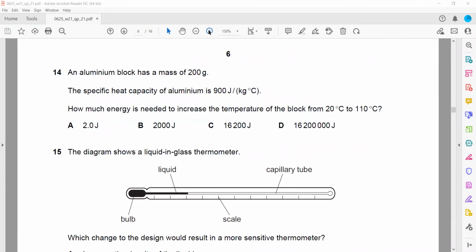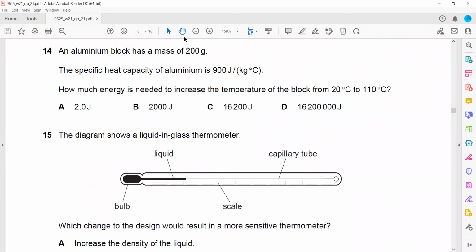Question 14. An aluminum block has a mass of 200 gram. If the specific heat capacity is in joule per kilogram degree centigrade, the mass should be in kilogram. So 200 gram divided by 1000 is 0.2 kilogram. How much energy is needed to increase the temperature from 20 to 110?